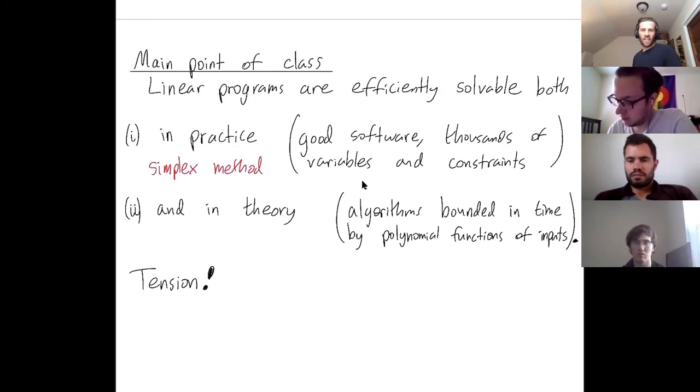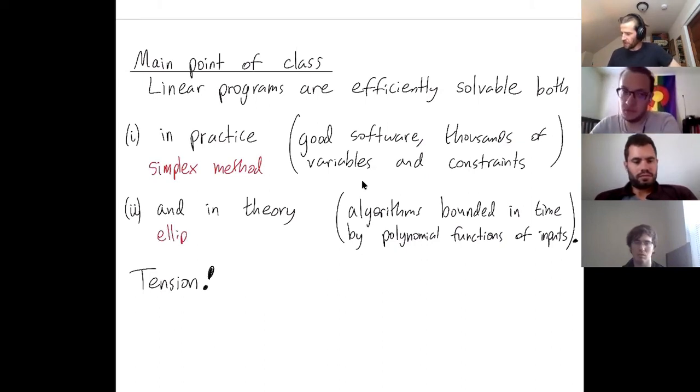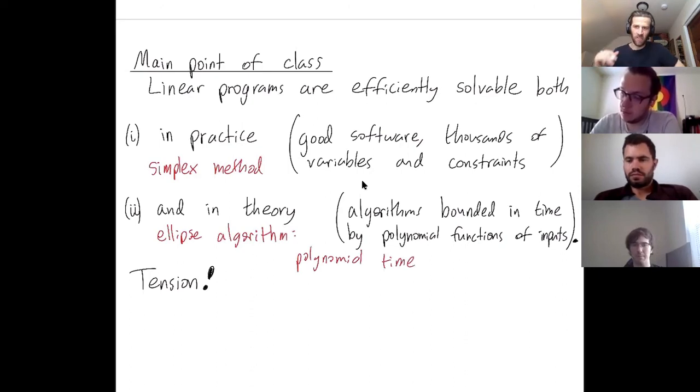Linear programs are also efficiently solvable in theory. So in theory, there are algorithms which are polynomially bounded in terms of the number of inputs. So they're polytime algorithms. One such algorithm is the ellipsoid algorithm. This runs in polynomial time, which is considered fast from a computational complexity perspective. The simplex method, in the worst case, runs in exponential time, which is considered slow from a theoretical perspective.